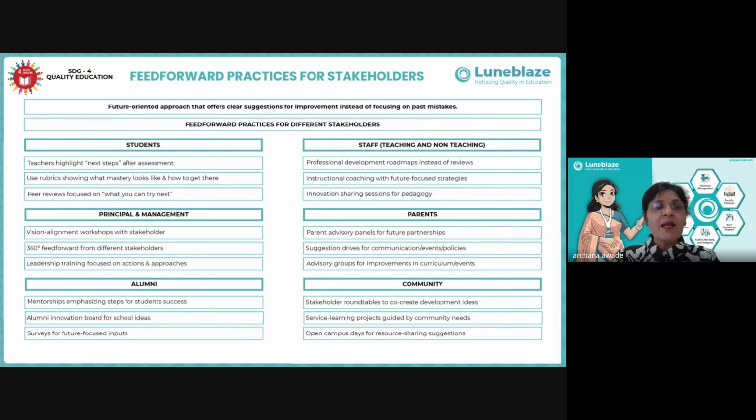Right. Now let's see how this works for each stakeholder group in school. For students, how will it work? Teachers highlight next steps after assessment. So what does this mean? Any idea? Educators, teachers highlight next steps after assessment. What does this mean? Can you share any example? What does this mean to you when we talk about feed forward practices for stakeholders, especially for students? Can I have your inputs in the chat box, the educators?